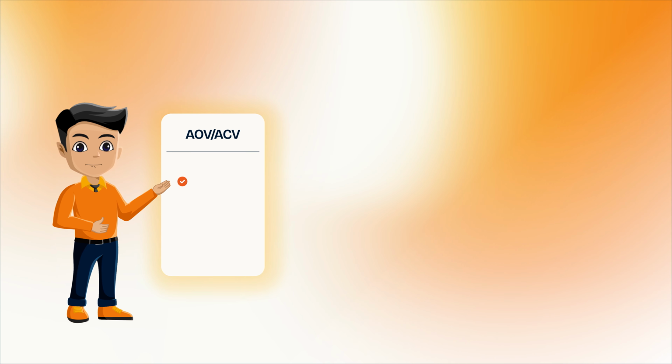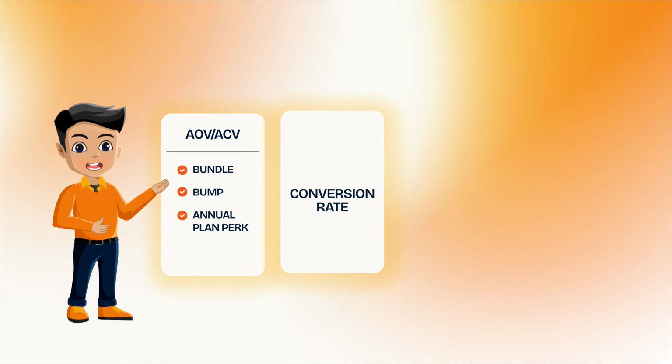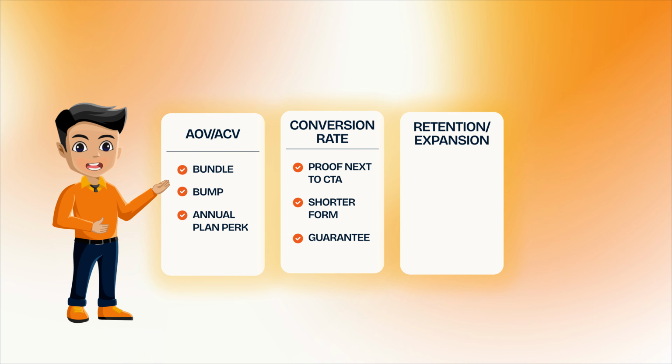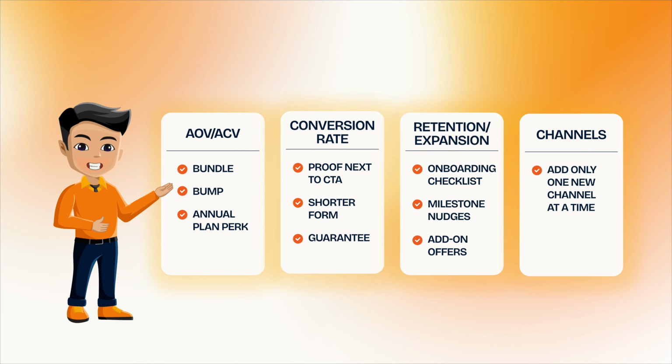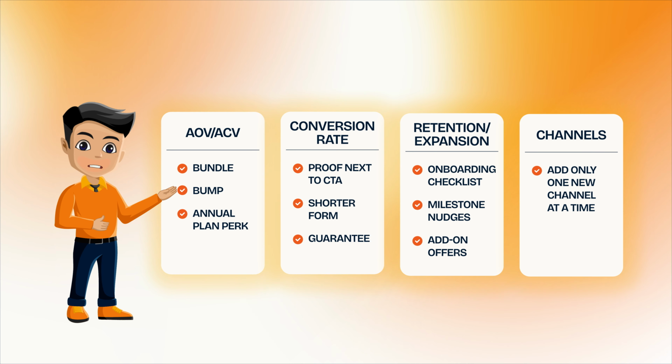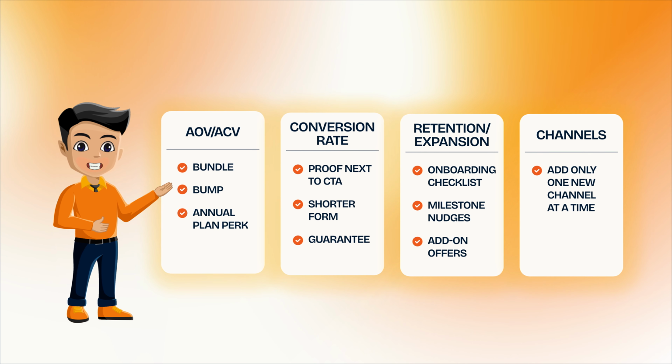Levers to pull, in order of impact. 1. Average order value/ACV: bundle offers, add order bumps or add-ons, and test annual plans with a clear incentive. A higher AOV makes every channel look smarter overnight. 2. Conversion rate. Strengthen your offer. Move proof beside every CTA, shorten forms, and add a guarantee or risk reversal. Tiny uplifts here multiply across all traffic.